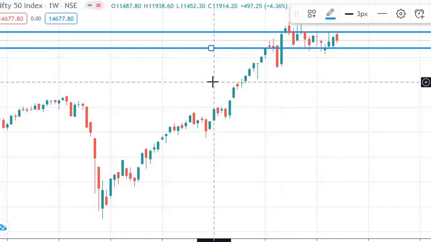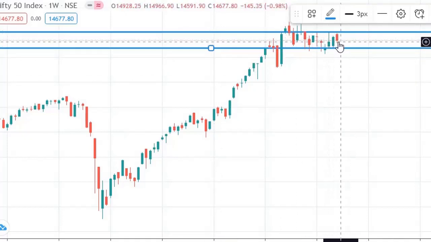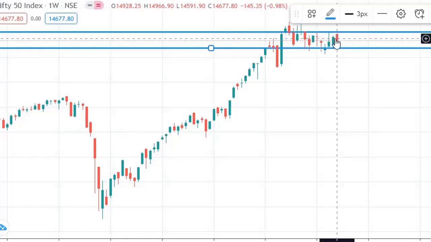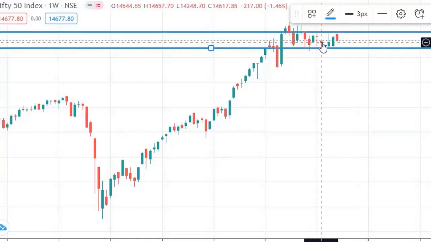So this was for the Nifty. Now this is the last one. Now this is the current chart. So it came down. Now let's see what happens next week or in the consecutive weeks.